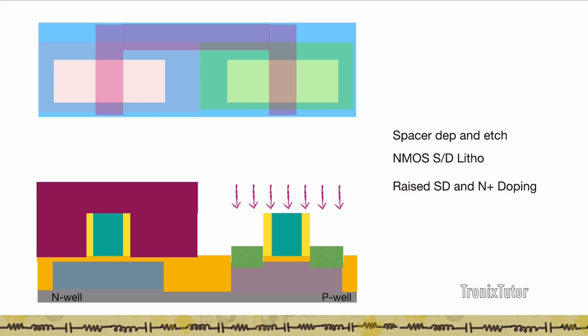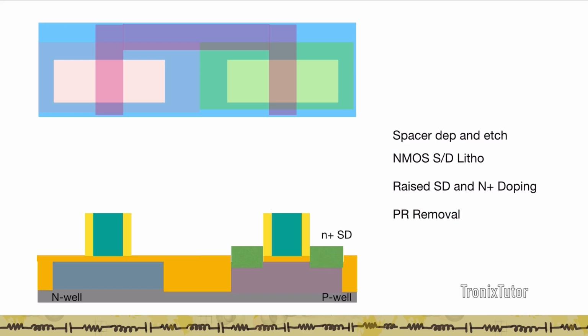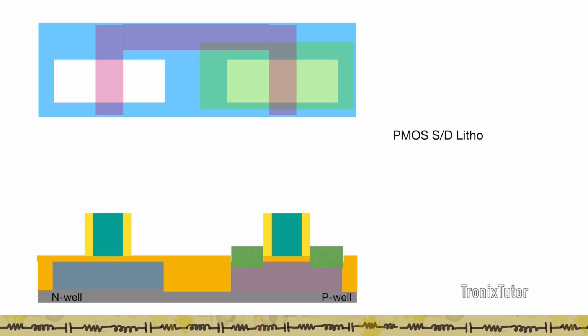Once the source drain deposition is done, we then dope it with N-type, and we do a high doping density of N-type so that we get the N+ region in the source drain. Once that is done, we have essentially created the N+ source drain, and we can remove the photoresist that was present on the PMOS. The step after that is to create the PMOS source drains.